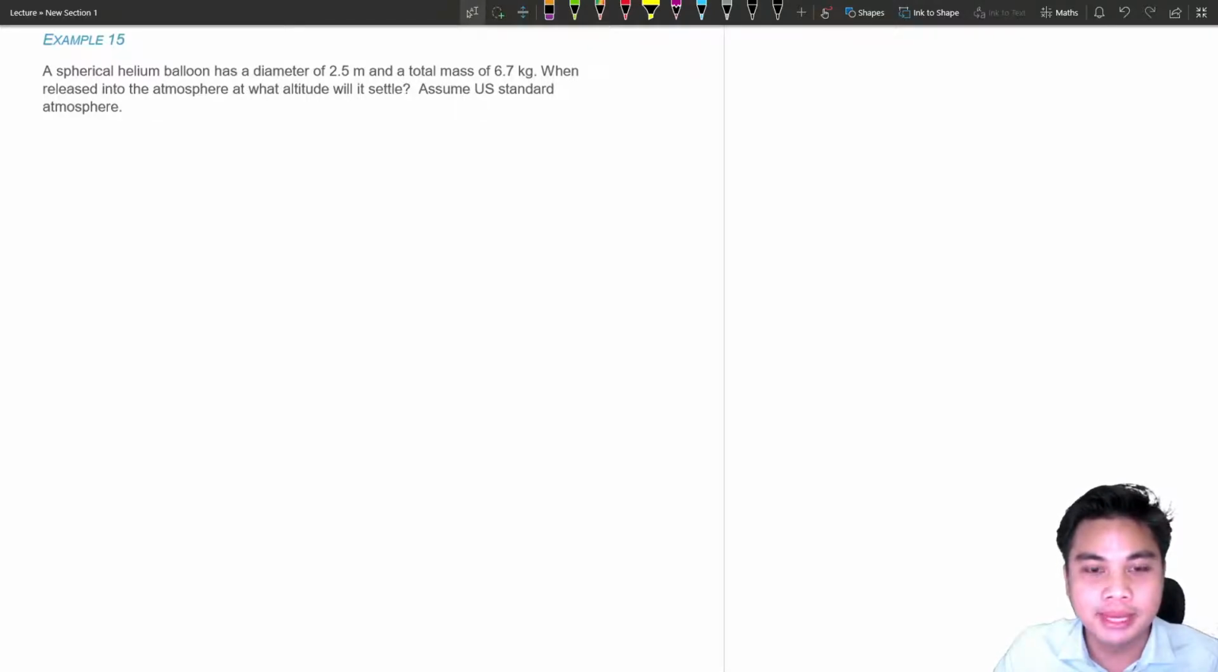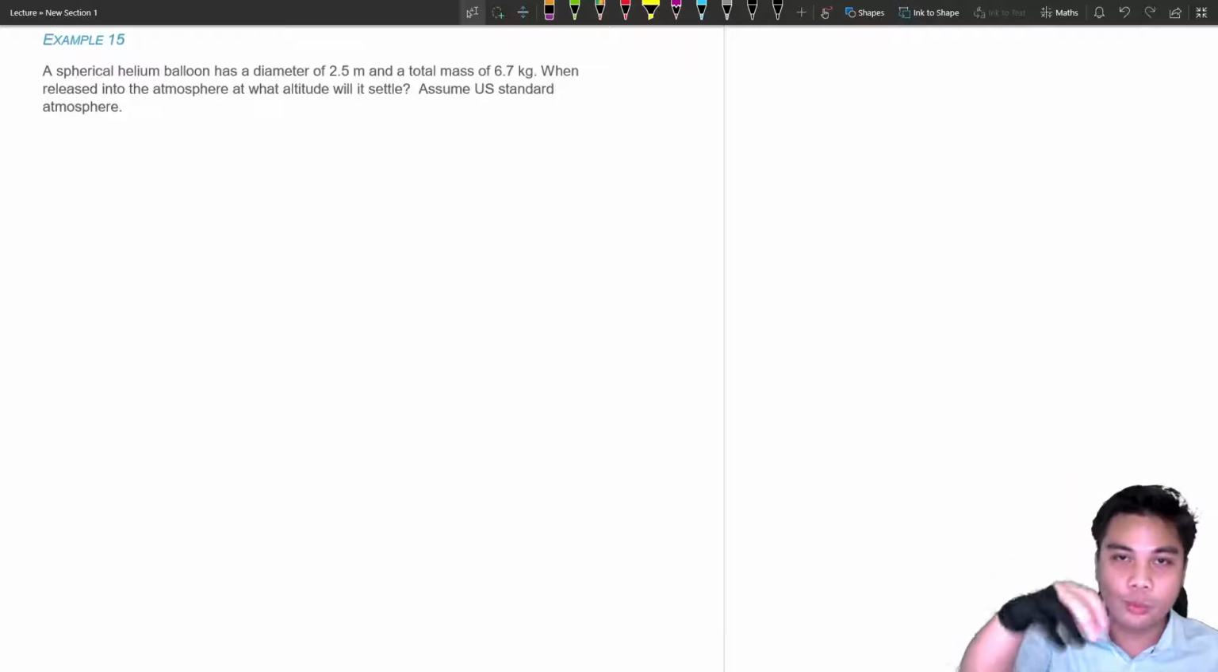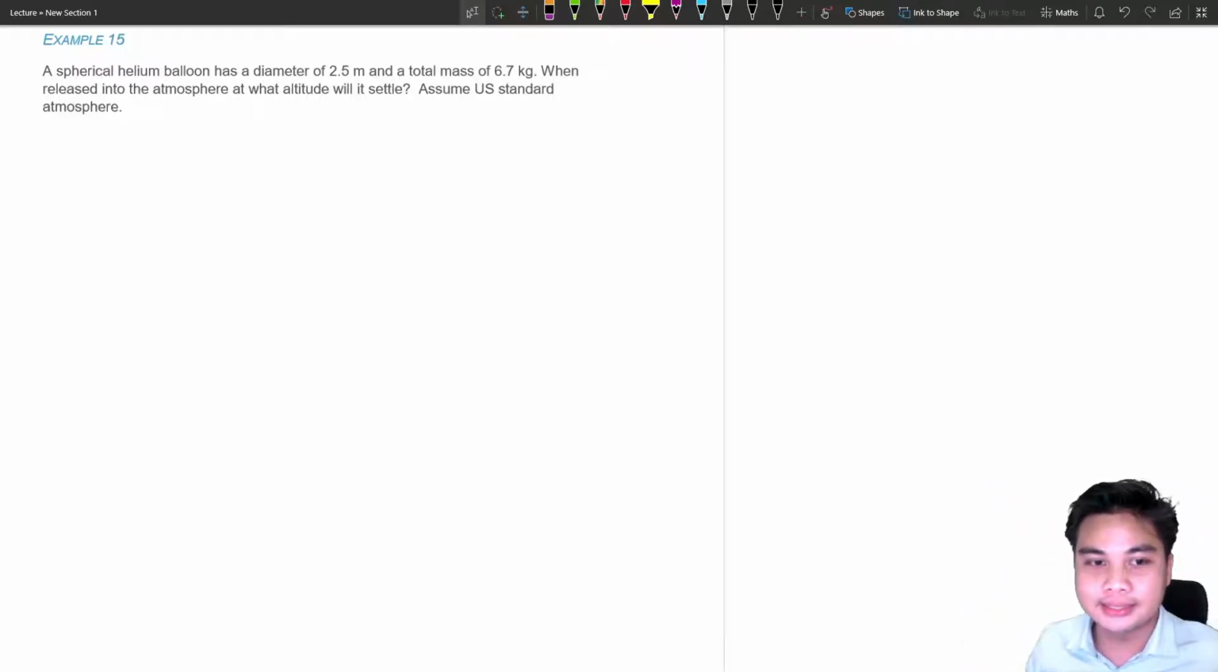Today we have a question: a spherical helium balloon has a diameter of 2.5 meter and a total mass of 6.7 kilogram. When released into the atmosphere, at what altitude will it settle? That means you release a helium balloon, and to what altitude will the balloon initially rise and at what altitude will it settle, where it will stop. Assume US standard atmospheric pressure.